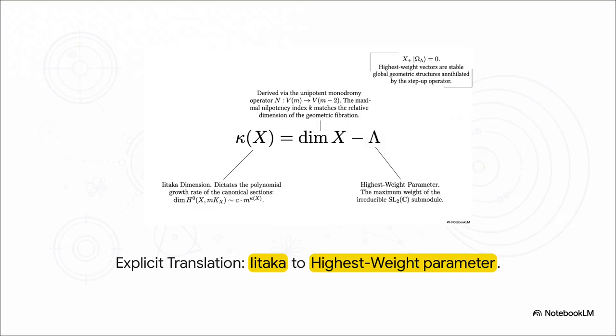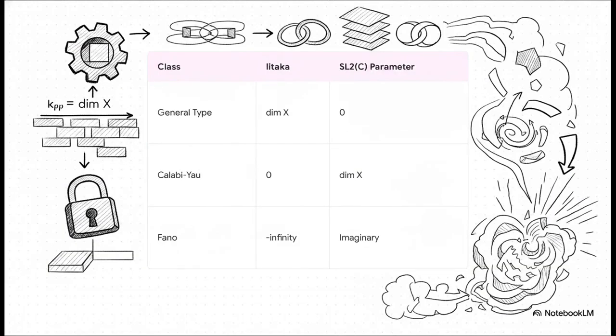Okay, moving on to section 3, Iitaka dimension and weights. The crucial mechanism here is this explicit translation law right in the center. Kappa of x equals the dimension of x minus lambda. Notice how beautifully balanced that is. Kappa, the Iitaka dimension dictating polynomial growth, is perfectly weighed against lambda, the highest weight parameter of the irreducible monodromy submodule. This single equation is what bridges the geometry of the minimal model fibration straight into the algebraic structure of the Langlands correspondence.